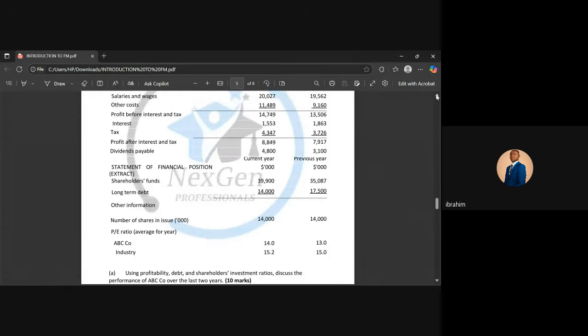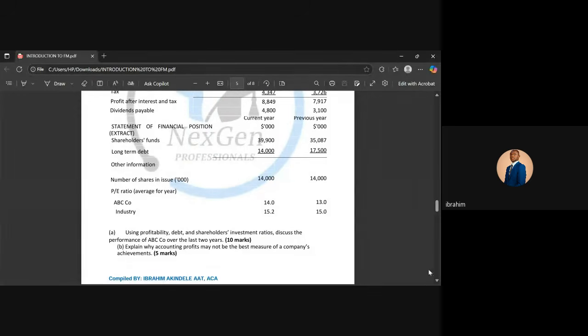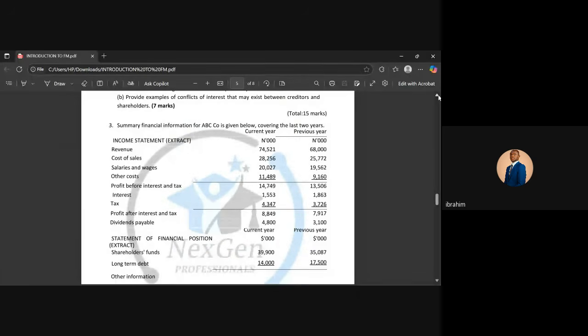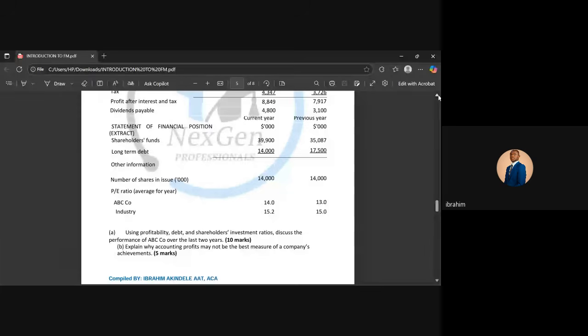You can see that in this question, there's no objective stating what they want to achieve, so that you will now see if they actually achieve that particular objective. But the question says discuss the performance. So you need to do a comparative analysis of the current year and the previous year, to see if they actually maximize stakeholders' wealth, by doing a comparative analysis.